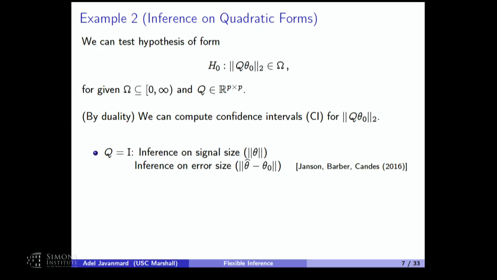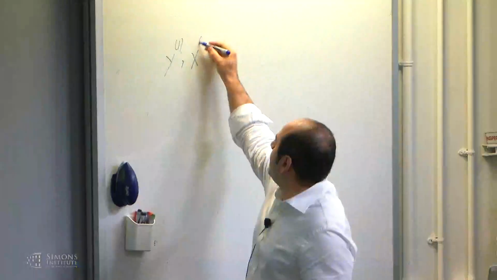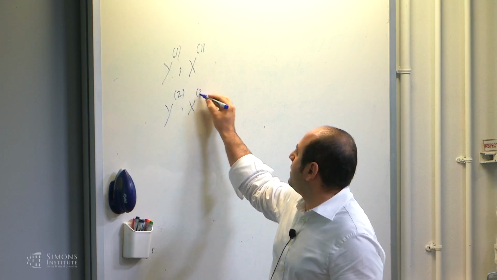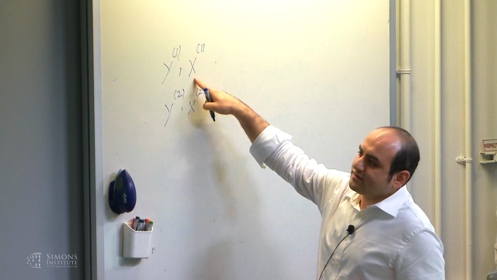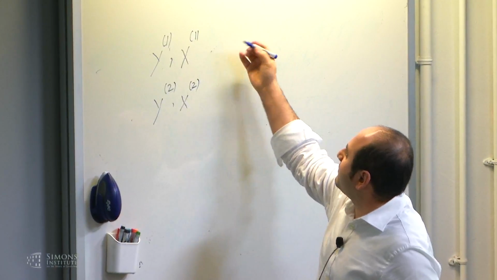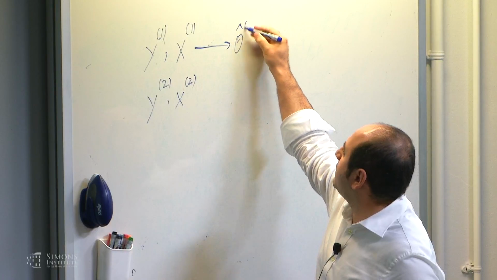And in this paper by Lucas, Rina, and Emmanuel, it's argued that if you can do inference on the size of the theta, you can also do inference on the error of your estimator. So the idea here is to do data splitting. You split your data into two chunks, y1, x1, and y2, x2. You try to estimate, let's say, your Lasso estimator using the first chunk, so you get some theta hat 1.